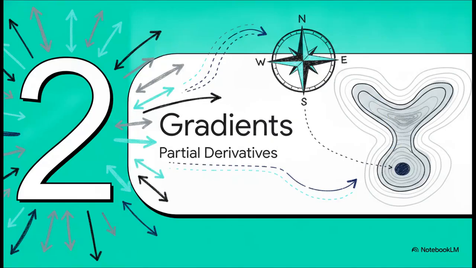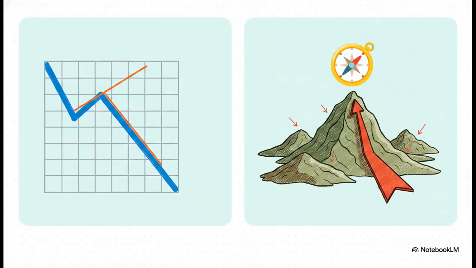Moving on to section 2, partial derivatives and gradients. So here's the problem. How do you find the bottom of a valley when it's pitch dark? Well, you need a compass, a mathematical compass. In standard high school calculus, a basic 1D derivative measures a simple slope with respect to a single variable. If you take a step forward, do you go up or do you go down? Pretty straightforward. But in machine learning, our models don't just have one variable. They have millions, sometimes billions of them.